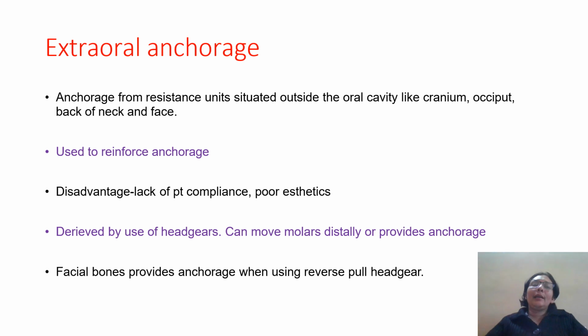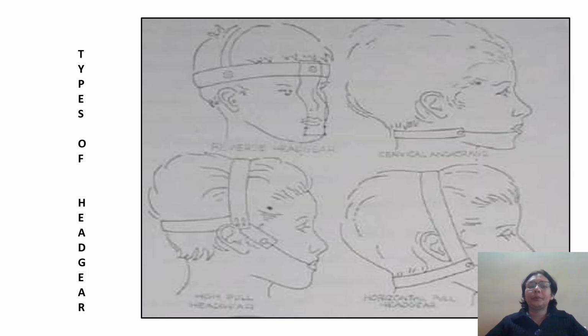Now, extraoral anchorage: here the anchorage or resistance unit is situated outside the oral cavity. It could be the cranium, occiput, back of the neck and the face. It is used to reinforce anchorage. Disadvantages: lack of patient compliance, poor aesthetics. It is provided with the help of headgears, which can move the molar distally as well as provide anchorage. Now you can see these are the types of anchorage.